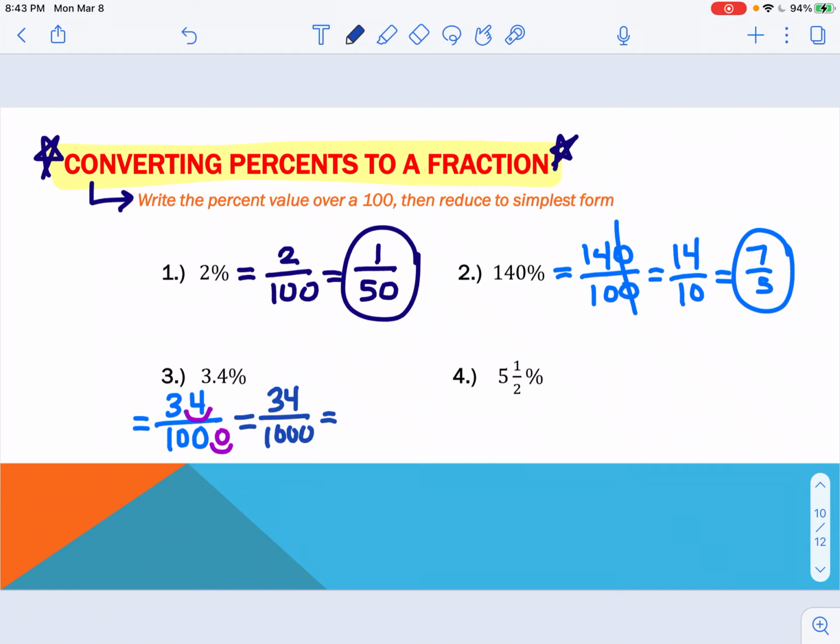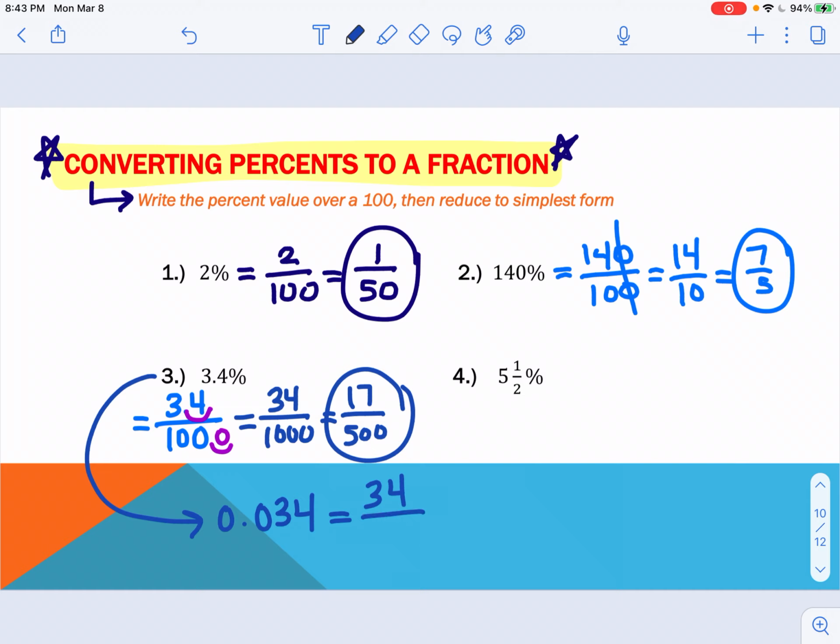I can simplify that by dividing the top and bottom by 2. I get 17 over 500. Now, if this idea of a decimal in the numerator confuses you, keep in mind you can take the 3.4% and turn it into a decimal first, and then write it as a fraction, right? 34 thousandths. So 2 different options here.